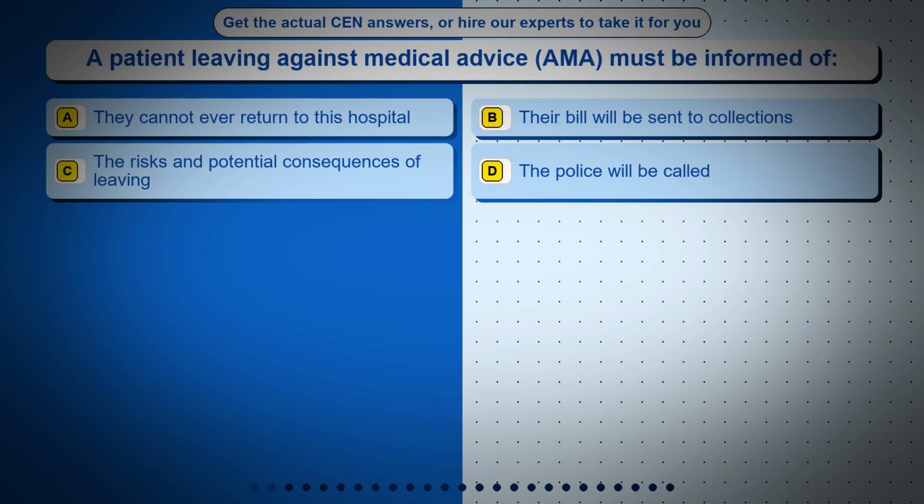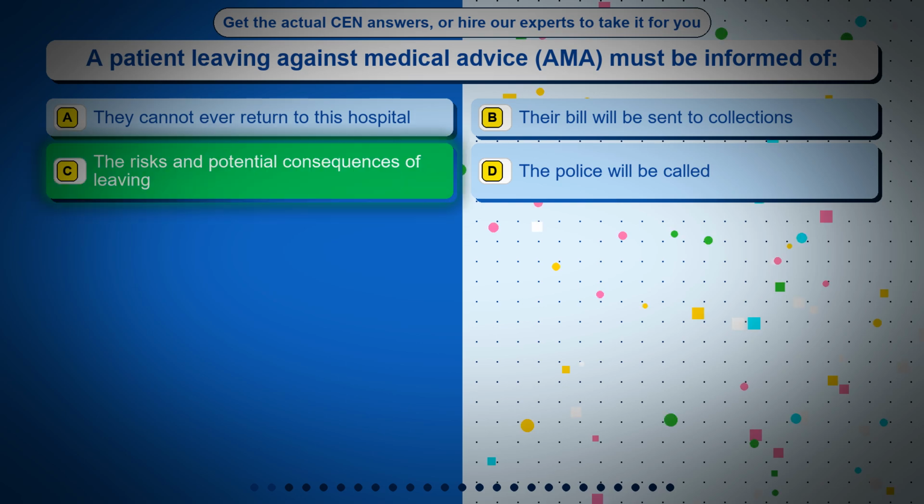Question 2. A patient leaving against medical advice, AMA, must be informed of. Option A. They cannot ever return to this hospital. Option B. Their bill will be sent to collections. Option C. The risks and potential consequences of leaving. Option D. The police will be called.